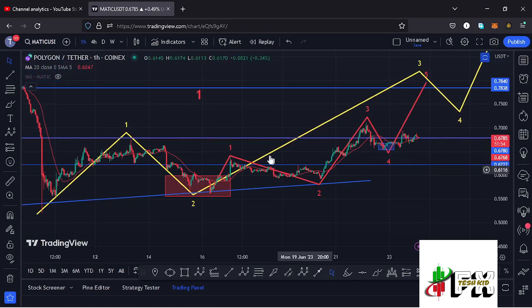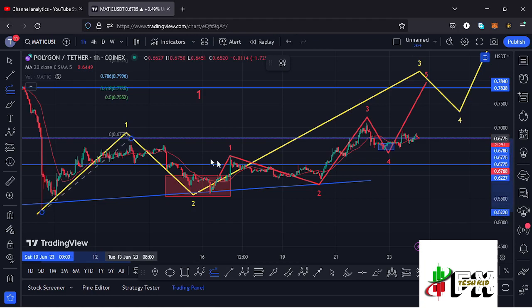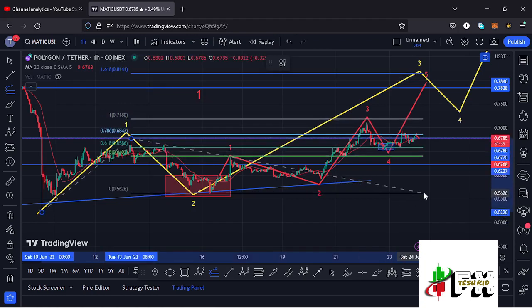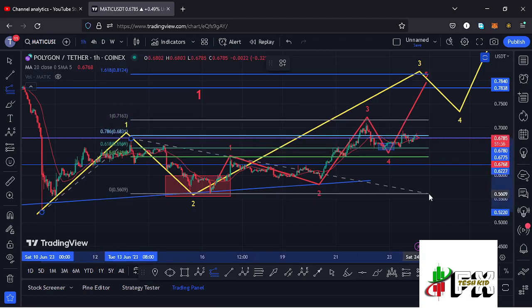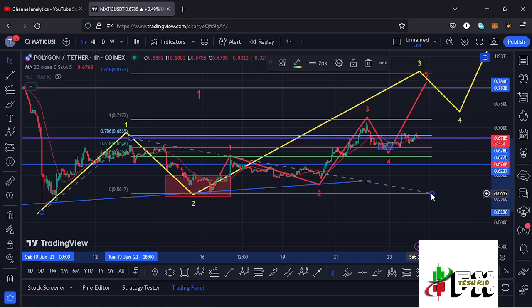And in my previous videos, I have been giving you minimum target areas for this third wave to the upper side by connecting the trend-based Fibonacci from the low of the first wave to the high of that wave 1, then dragging the fibs to the low of the second wave, in a move that gave me a minimum target area at the fib level 1.618, and that is at around the $0.8132 mark, and that is the minimum that I'm expecting Matic to do in the formation of that wave 3.